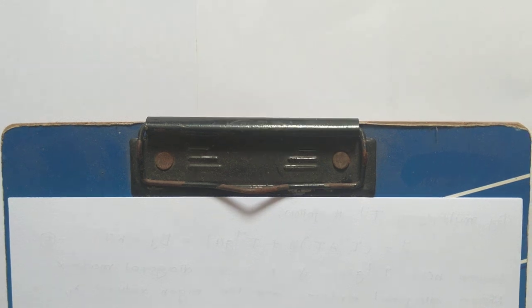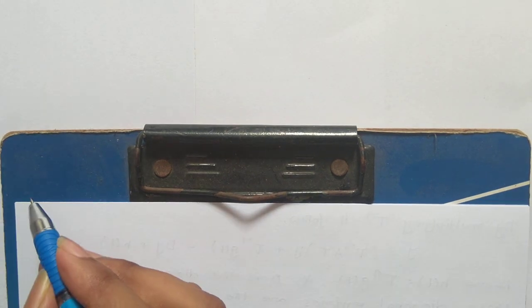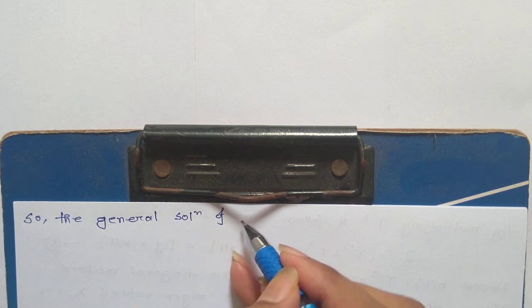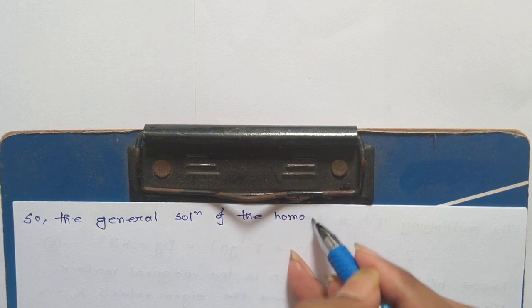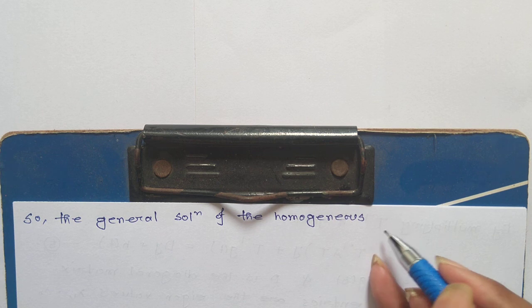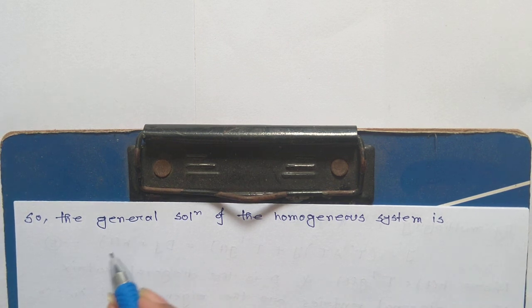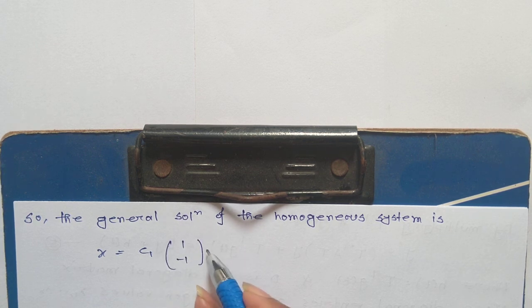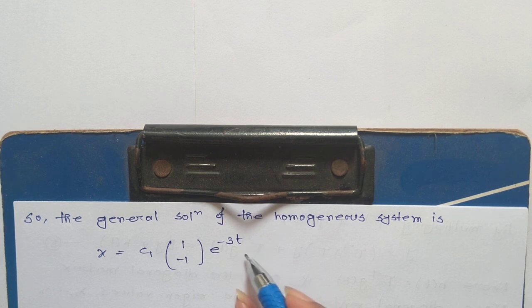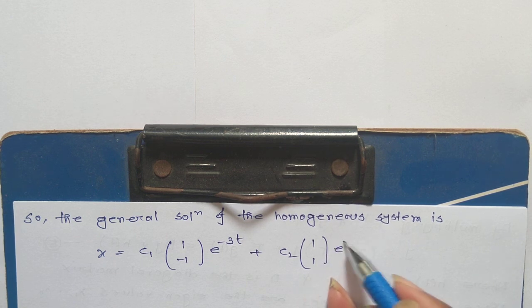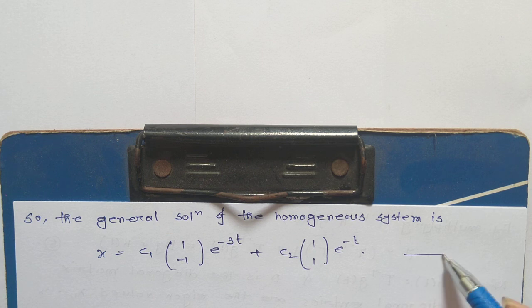So the general solution of the homogeneous system is x equals c1 (1, -1) e to the power minus 3t plus c2 (1, 1) e to the power minus t. Let's say this is our 3.